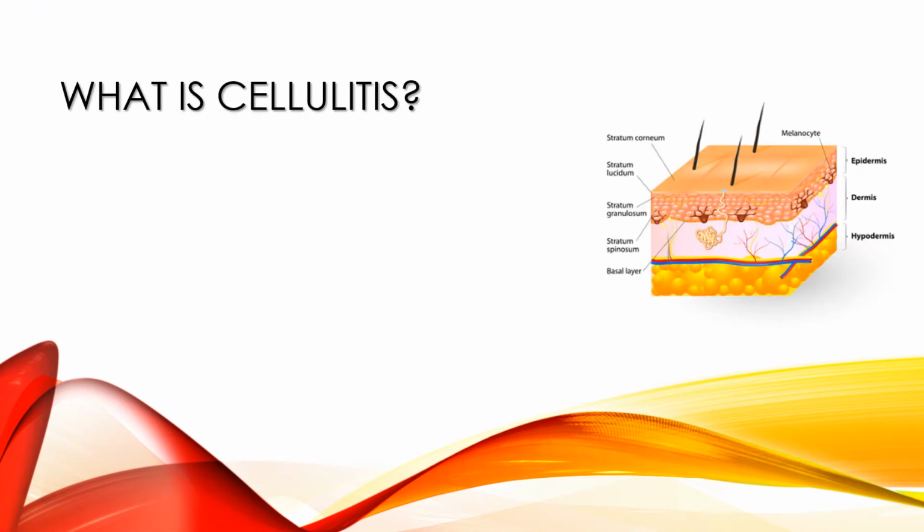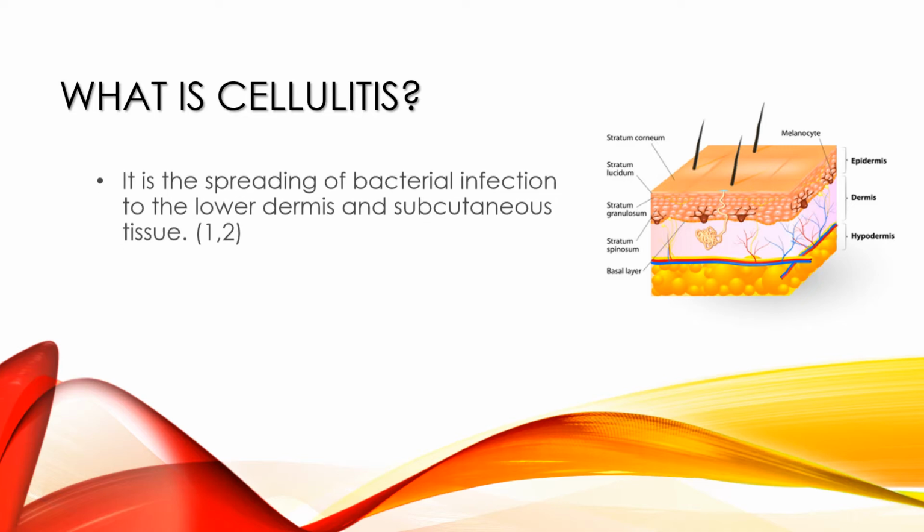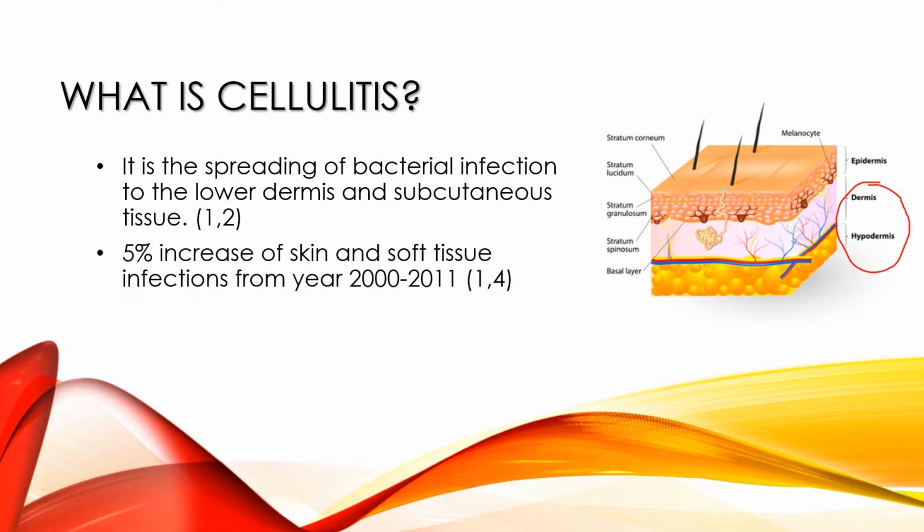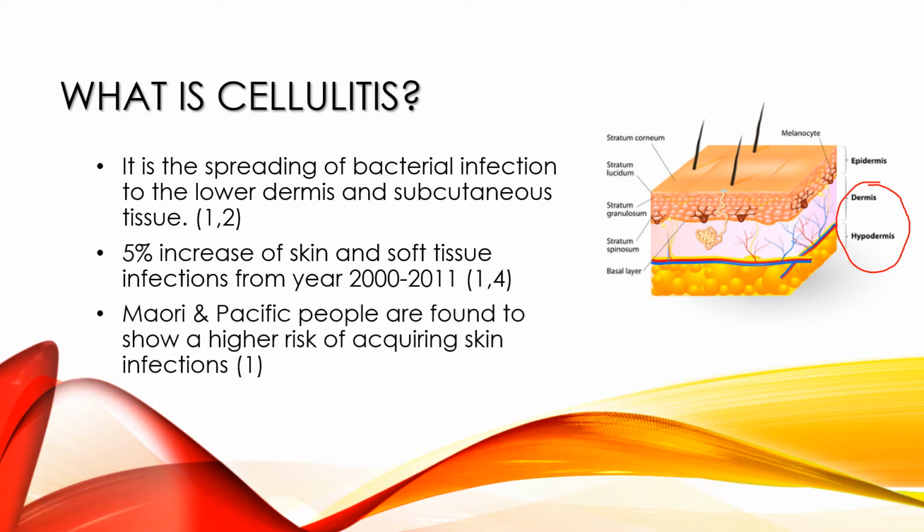So what exactly is cellulitis? It is the spreading of bacterial infection to the lower dermis and subcutaneous tissue here. And in the studies done in 2014 here in New Zealand, it was found that there was a 5% increase of skin and soft tissue infections. It was also discovered that Maori and Pacific people are at an increased risk to these kinds of infections.